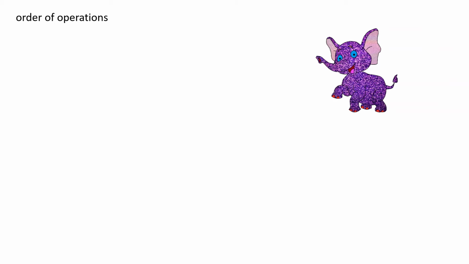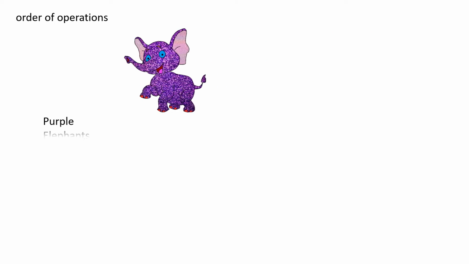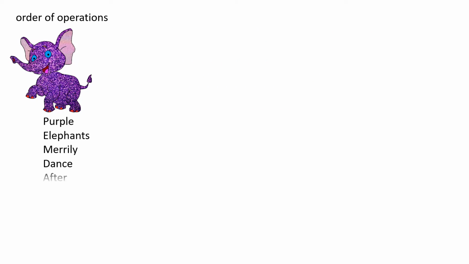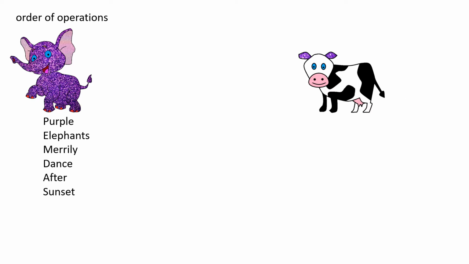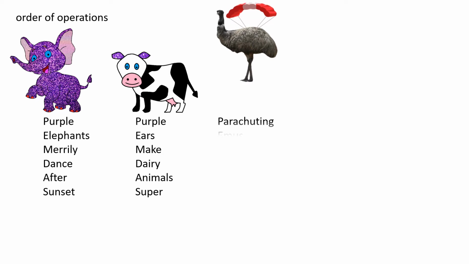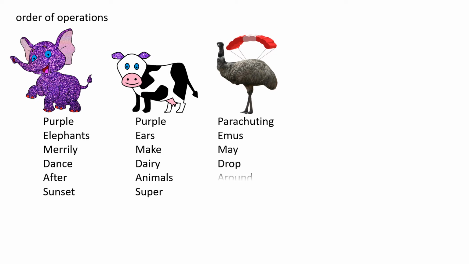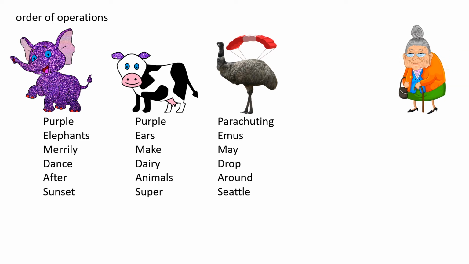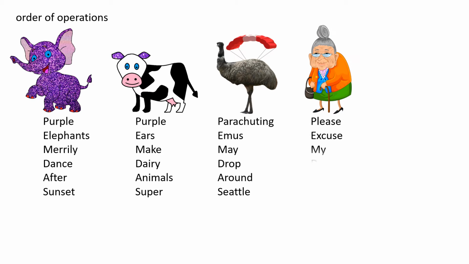So we're going to have to use our order of operations, and there are a lot of different memory devices, whether it's the purple elephants merrily dance after sunset, or the purple ears make dairy animals super. We've got those parachuting emus may drop around Seattle. And then the old-fashioned, please excuse my dear Aunt Sally.